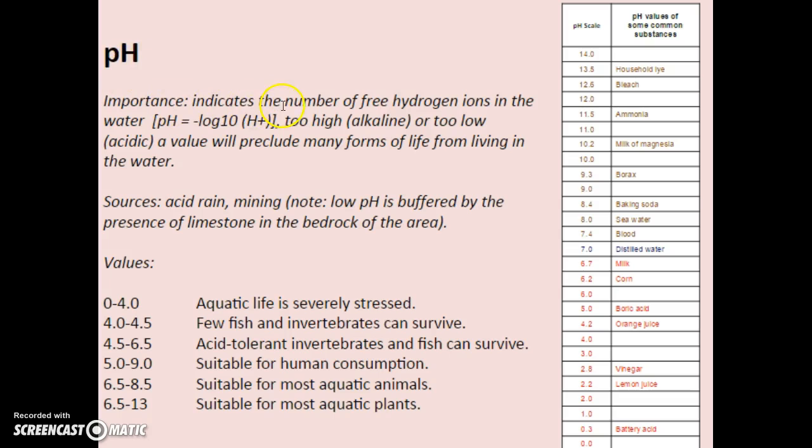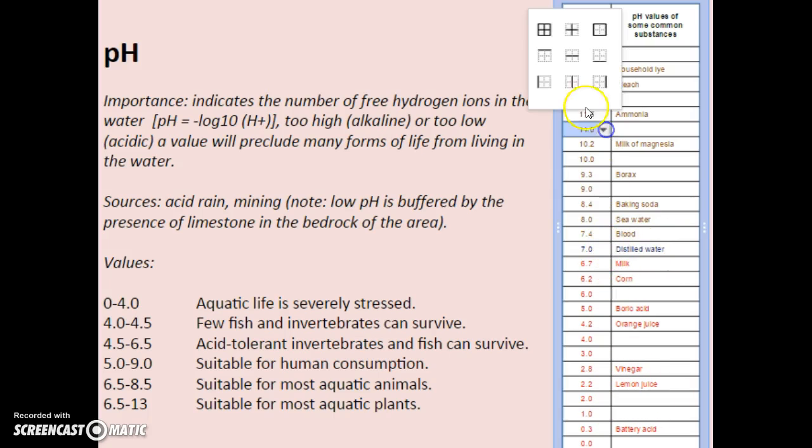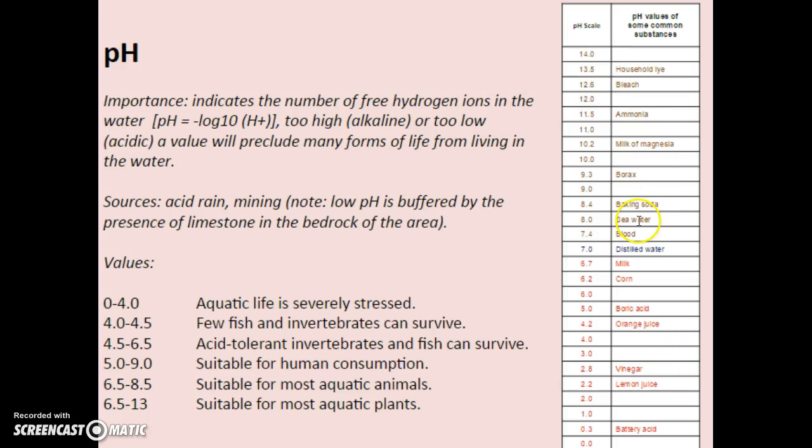pH. This is an indication, right? You've probably heard in the past, acidity is low pH values, 7 is neutral, and higher than a pH of 7 is going to be alkaline or basic. So we can look at this. So what are the sources? Well, acid rain, mining, and/or the presence of limestone. Limestone locally actually buffers, right? It buffers pH.